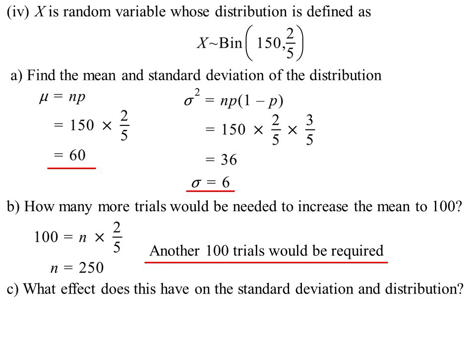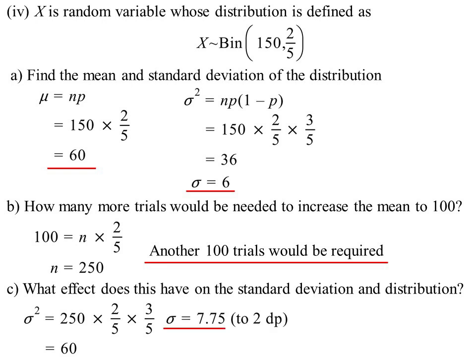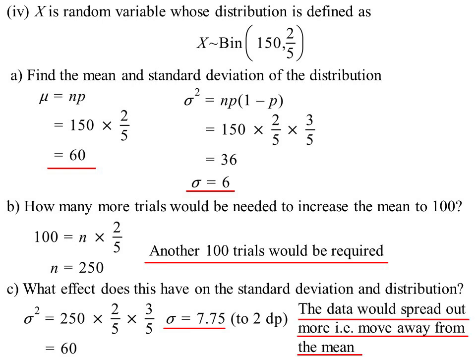But what effect does that have on the standard deviation and the overall distribution of the data? Well, our deviation now becomes the square root of 60, which is roughly 7.75. So our deviation has increased. It's got bigger. Well, if it's got bigger, that means our data is more spread out. And that's what it's saying. Our data now is going to move away from the mean. It's going to be more spread out.